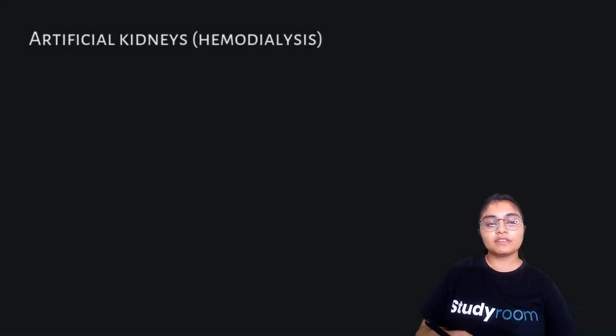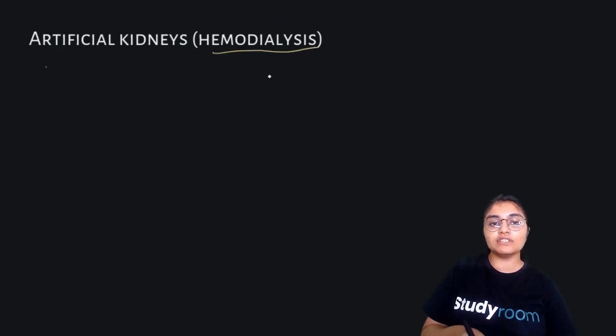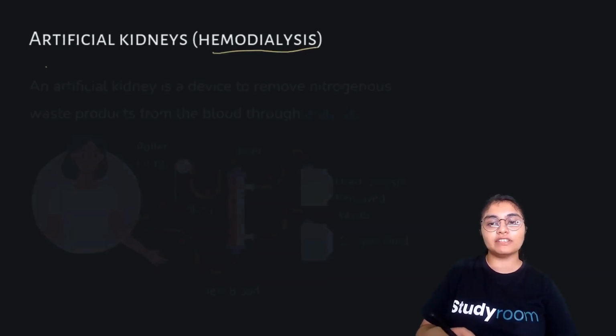Okay, so now we'll also be studying about artificial kidneys. Many times the kidneys dysfunction in an organism, like in human beings also the kidneys malfunction. So when there is malfunctioning of the kidneys, we have artificial kidneys, and we have this process called hemodialysis, through which we can compensate for the malfunctioning of the kidney.